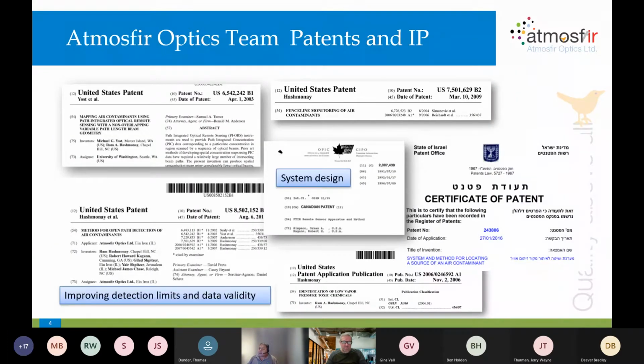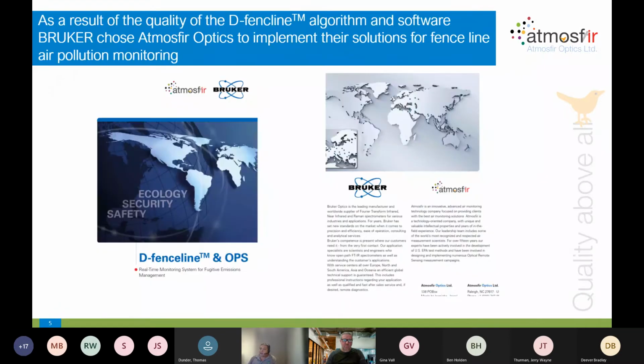Here are a few of our team's patents, and they are in the field of system design. Actually, the design of the monostatic configuration is Robert's design from the 90s. We also wrote patents about improving the detection limit and data validity, which is what we're going to discuss today, and also source location and plume characterization.